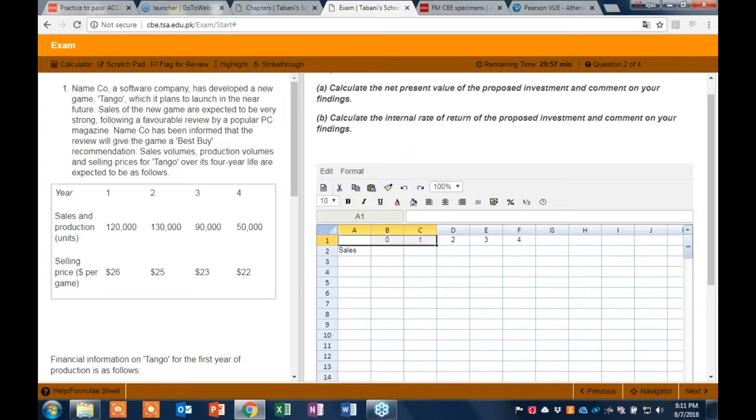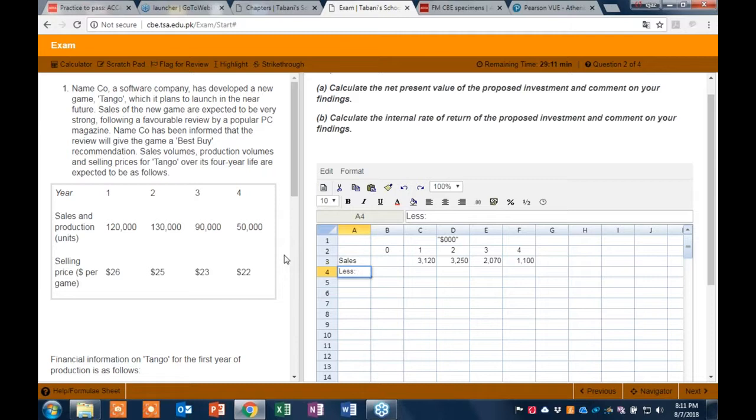And we can also write these figures in thousands. So let's write in thousands. So 120 instead of 120,000 into 26, the price per game. So 3120. Then it's 130 into 25, 90 into 23, and we have 50 into 22 for the last year.